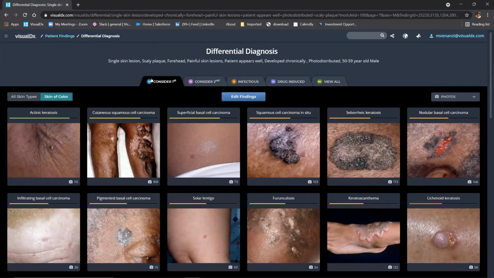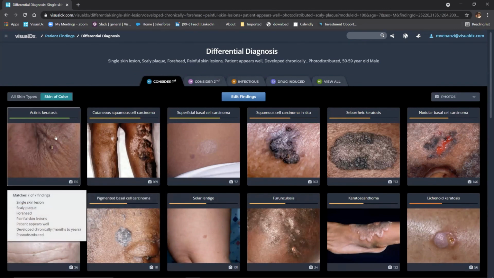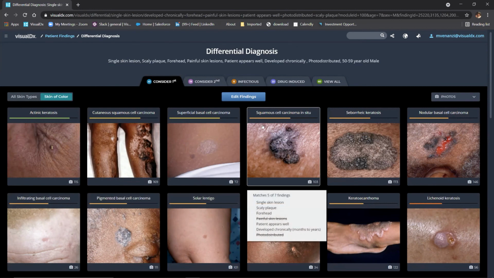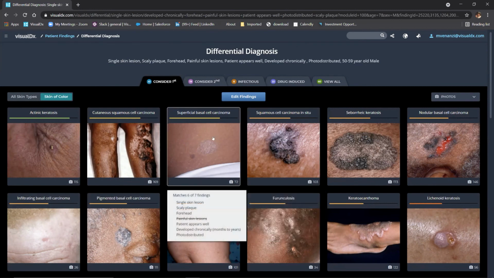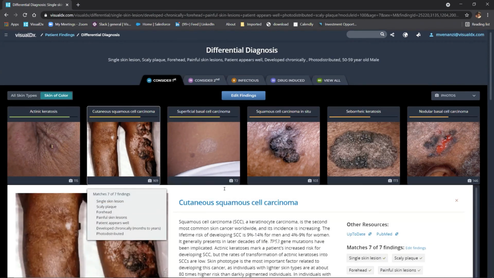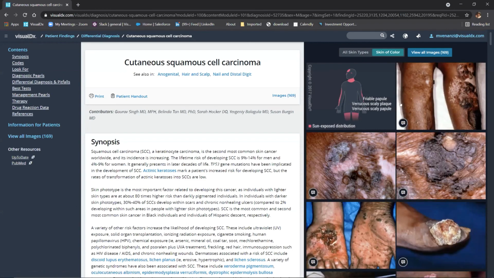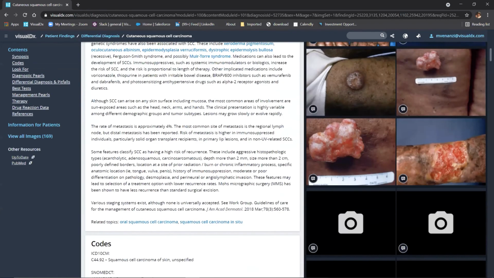Right now you're looking at the common, which is considered first. And as you look at each of these diagnoses, they're in weighted format. So based on the findings that you've presented, you can see that actinic keratosis is coming up 7 of 7. As I scroll over, you'll start to see less and less findings. So for superficial basal cell carcinoma, you're looking at 6 of 7 with painful skin lesions crossed off. If I wanted to go right into the diagnosis for, let's say, cutaneous squamous cell carcinoma, I can view that full article just as I did with actinic keratosis before and get that quick synopsis, images.